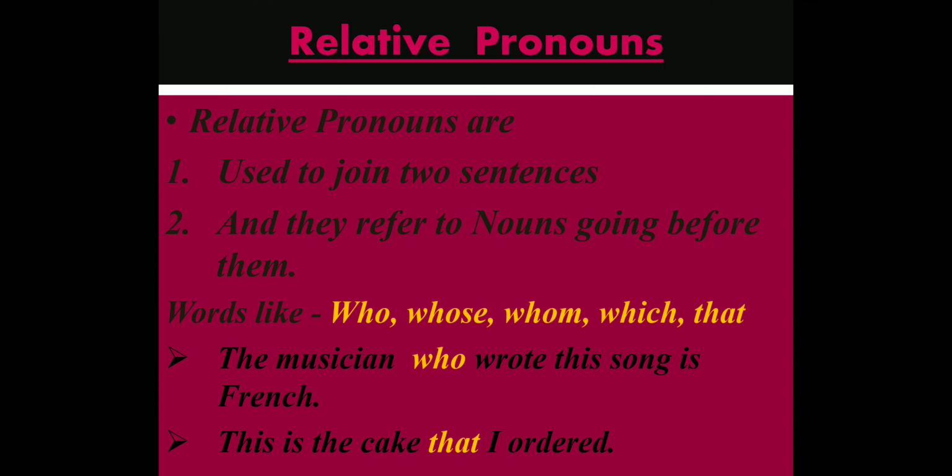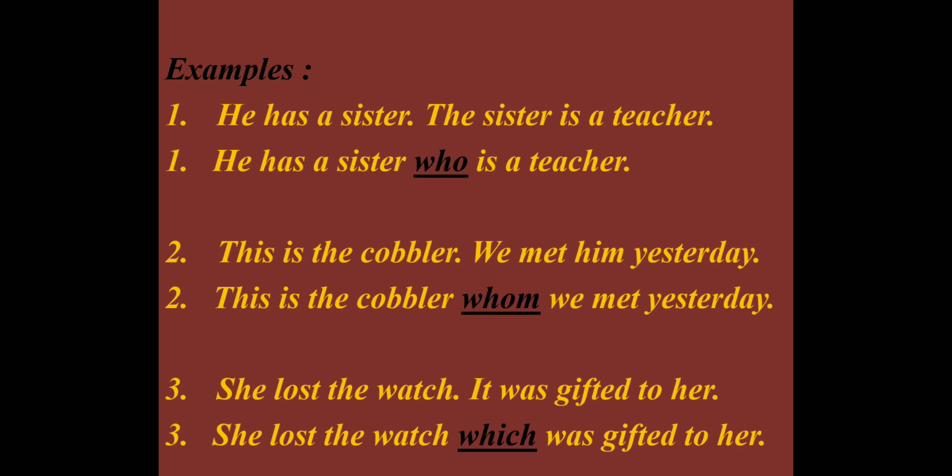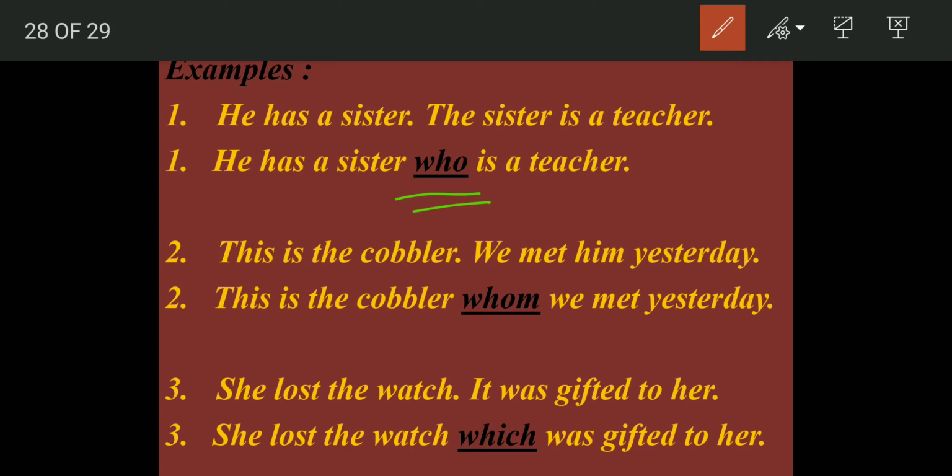Let us understand in a better way by other examples. For example, the sentence is he has a sister. The sister is a teacher. Now you have to join these two sentences. You are asked to combine these sentences. How will you write? He has a sister and it is given that the sister is a teacher. So you will say he has a sister who is a teacher. So here who is being used to combine two sentences and who refers to which noun? The noun which is given here, sister. So who is a relative pronoun. It is used to combine two sentences and it is referring to the noun which is given in the sentence.